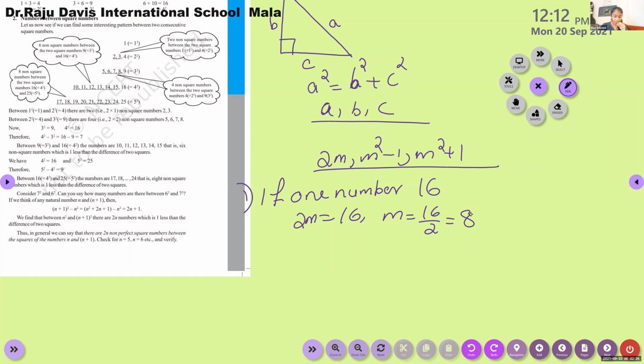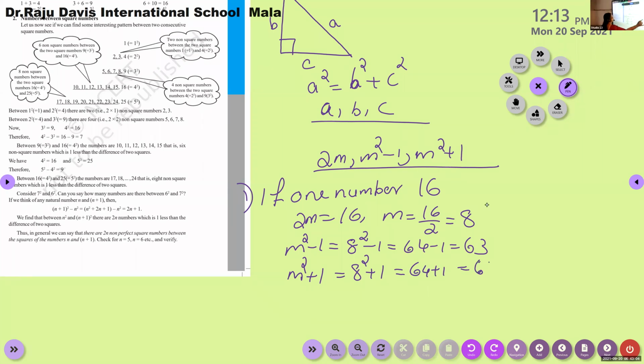Then m square minus 1. 8 square is 64, 64 minus 1 is 63. Write this problem 5 times and send it to my WhatsApp after the class. Then m square plus 1 is equal to 64 plus 1, which is 65. So the Pythagorean triplets are 16, 63, and 65.